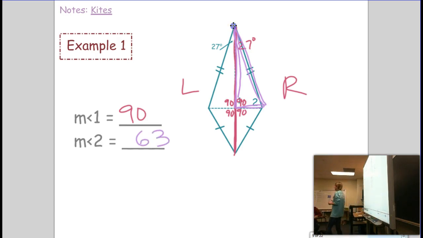So that was focusing on angles, not on sides. What's the measure of this angle right here? Hold up. It's a mirror. 63. Good. Angle 2 looks in the mirror and sees 63. Okay? All right.